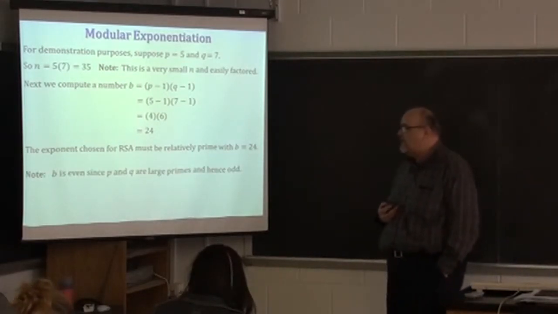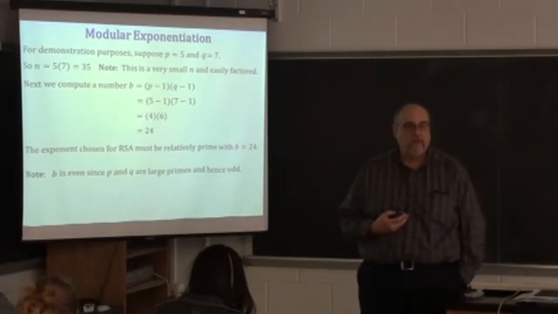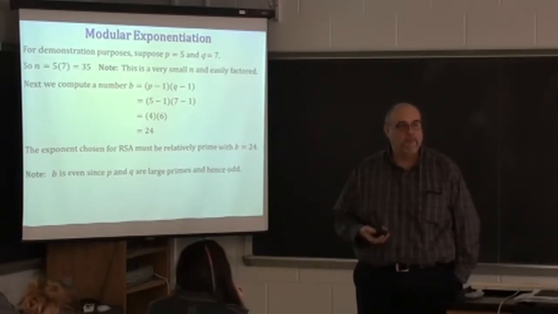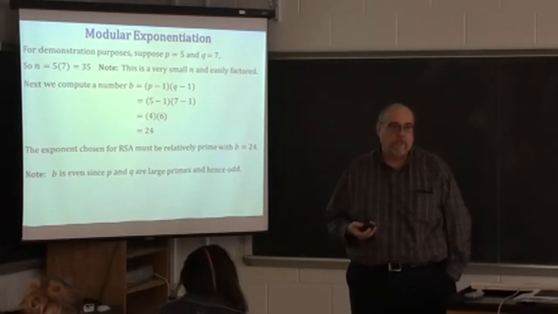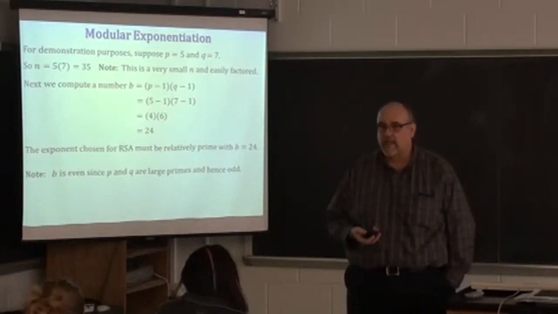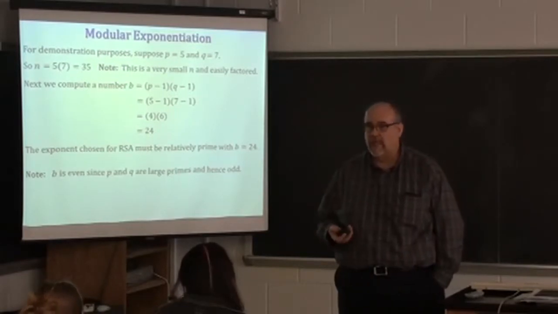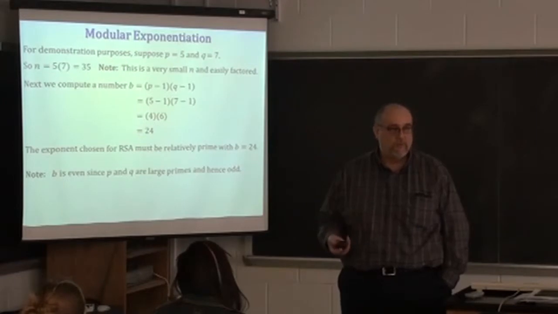B will always be even, because P and Q are large prime numbers, which means they're odd, because there's only one even prime number. What's that? 2. All the other prime numbers can't be even. If they were even, they would be divisible by 2, right?